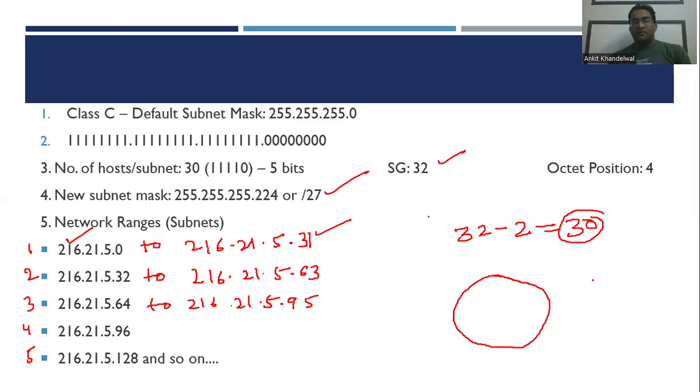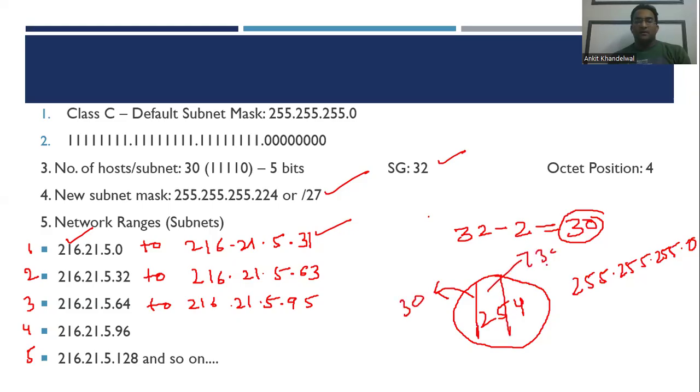Now you know that in a class C, when we are using the default subnet mask 255.255.255.0, the total number of hosts will be 254. After doing the subnetting, we are dividing the whole network into subnetworks. In the first network, how many hosts are there? 30. In the second, 30. In the third, we have 30. Like so on, we have divided the whole network.